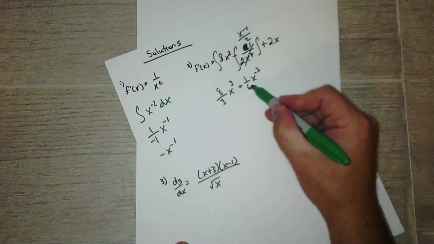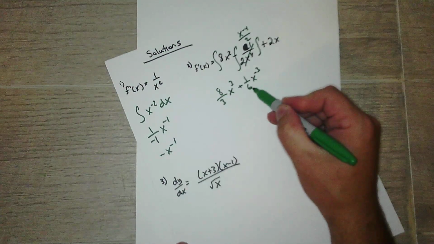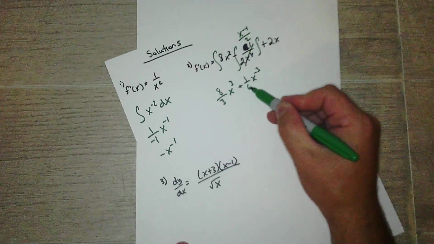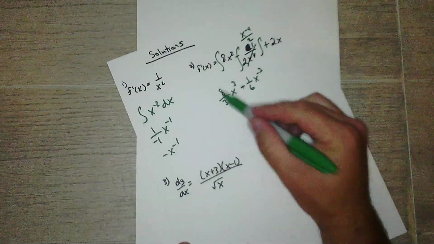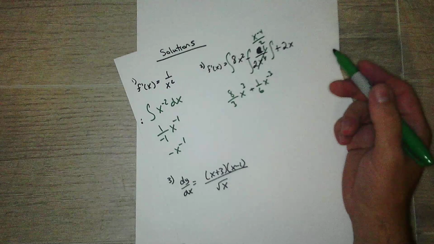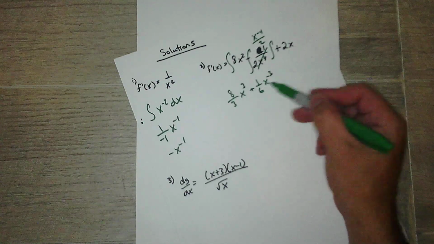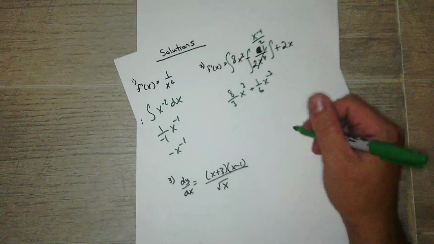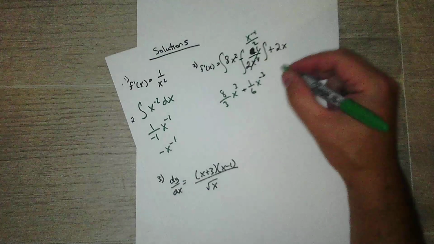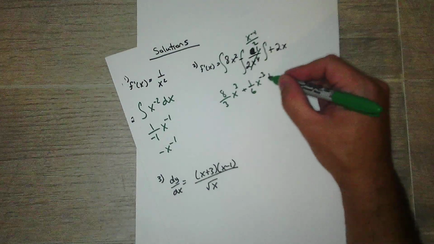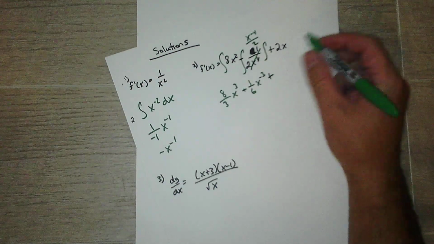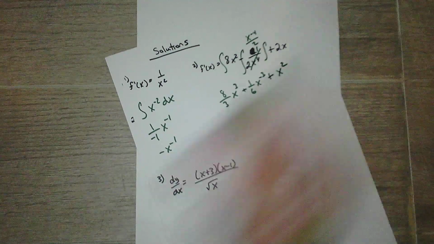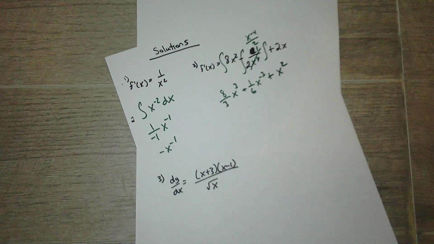Now you could have written this underneath with the 6 as 1 over 6x cubed. That's fine too. Either way, when you're writing these, it doesn't matter which way you write it. I know before sometimes we didn't want the negative exponents, but it doesn't really matter for integration. Alright, plus, so raise this by 1 gives us 2, and 2 divided by 2 is 1, so we just get x squared here. Okay?